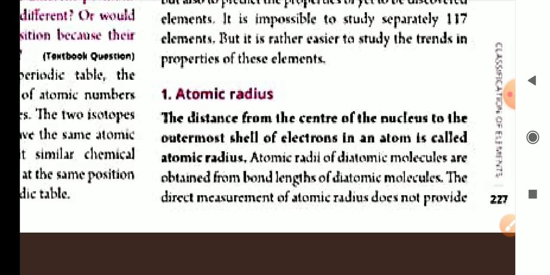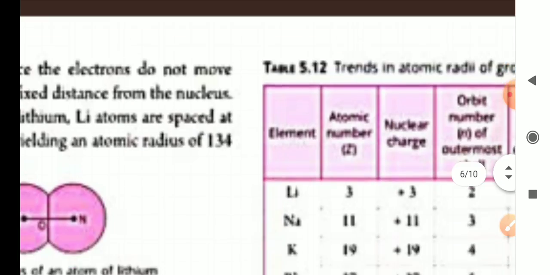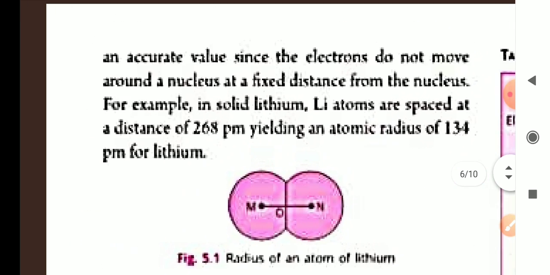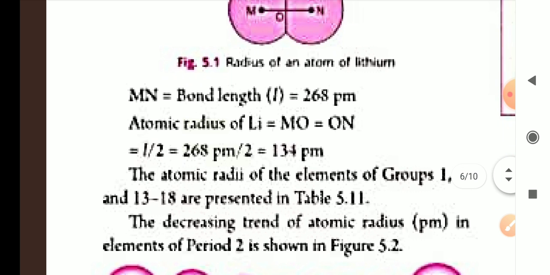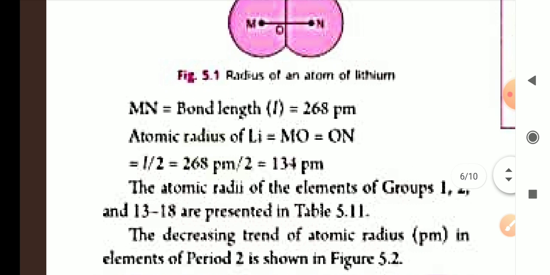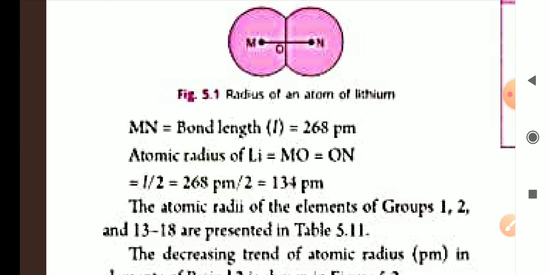The direct measurement of atomic radius does not provide an accurate value, since the electrons do not move around the nucleus at a fixed distance from the nucleus. For example, in solid lithium, atoms are spaced at a distance of 268 picometer, yielding an atomic radius of 134 picometer for lithium. So the bond length is 268 picometer, and the atomic radius should be half of it. That's why it comes to 134 picometer.